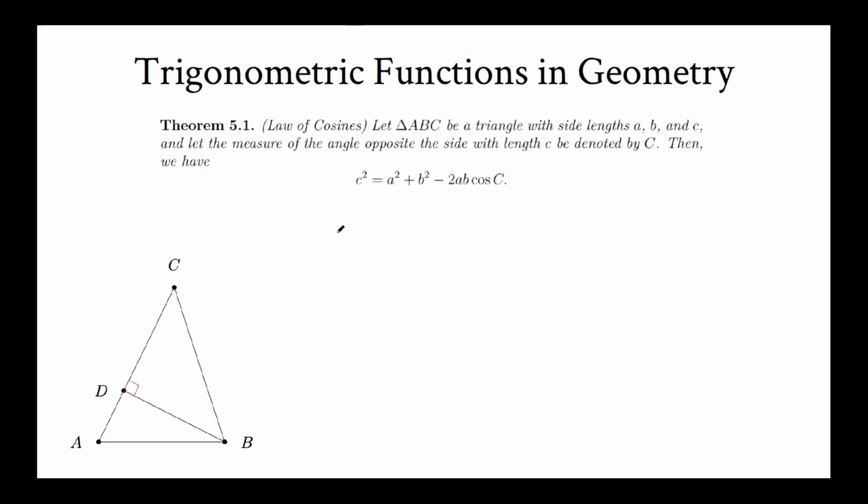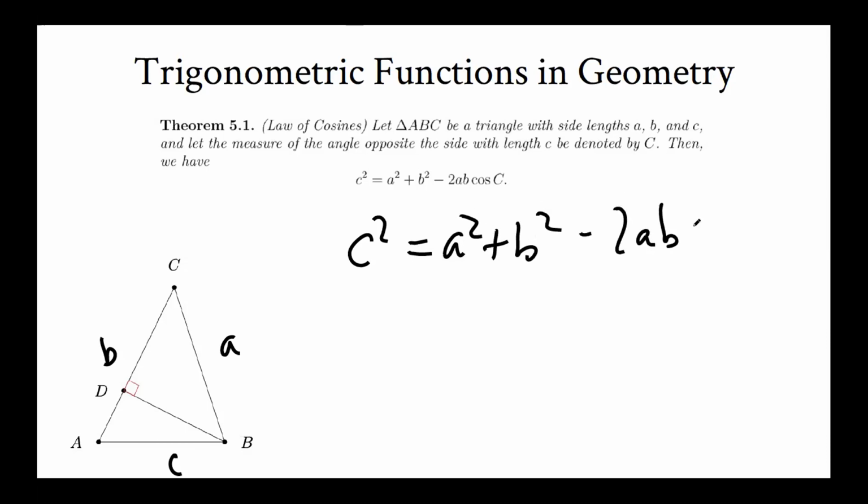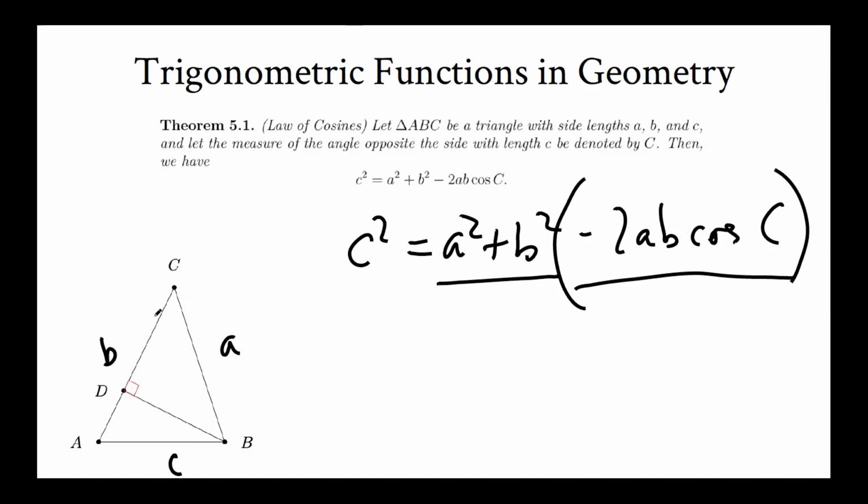We'll quickly go over the law of cosines. Basically, if you have a triangle ABC with side lengths C, B, and A, then you can find the side length of side C with a squared plus b squared minus 2ab cosine C. So it's kind of like the Pythagorean theorem, except you adjust for it not being a right triangle with this term here, 2ab cosine C. And the proof for this will be in the handout.